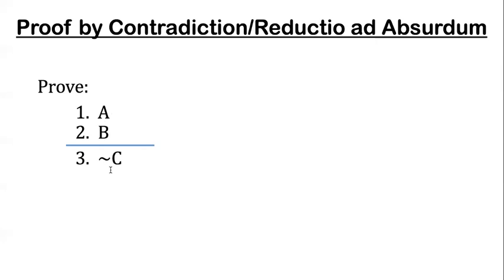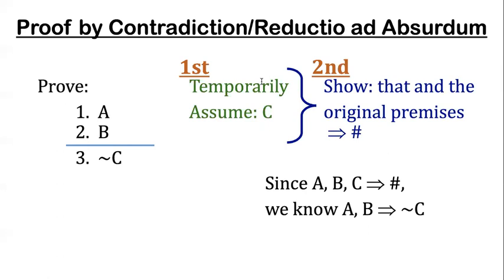Now, the proof by reductio method works by first, I'm going to assume the negation of C. This is step one. You have to make a temporary assumption with this method. The next thing I want to do, if you want to use this method, is show that a contradiction follows from my temporary assumption plus my original premises. If I can do that, then I know that A, B, and C together entail a contradiction. And because of the reductio principle we just talked about, that means A and B must entail the negation of C. That means this is valid, which is what we're trying to prove. We're trying to prove that this argument is valid.